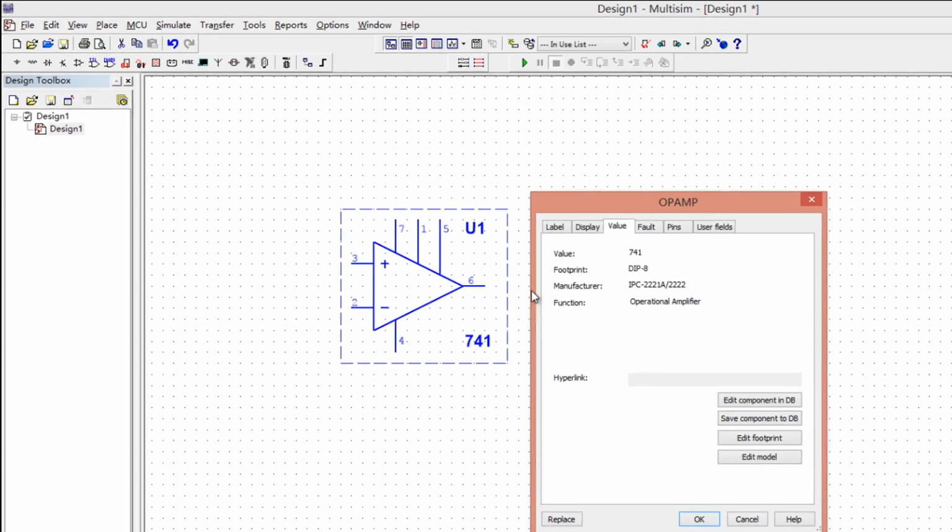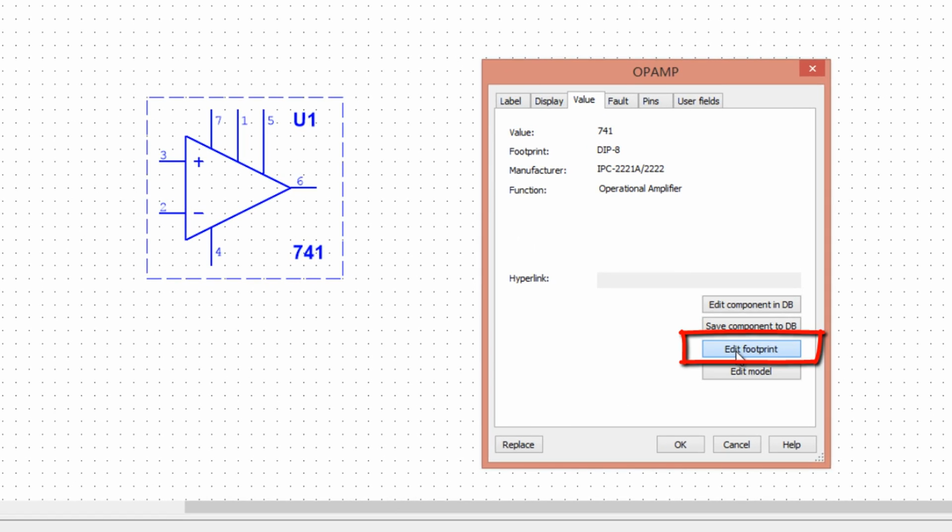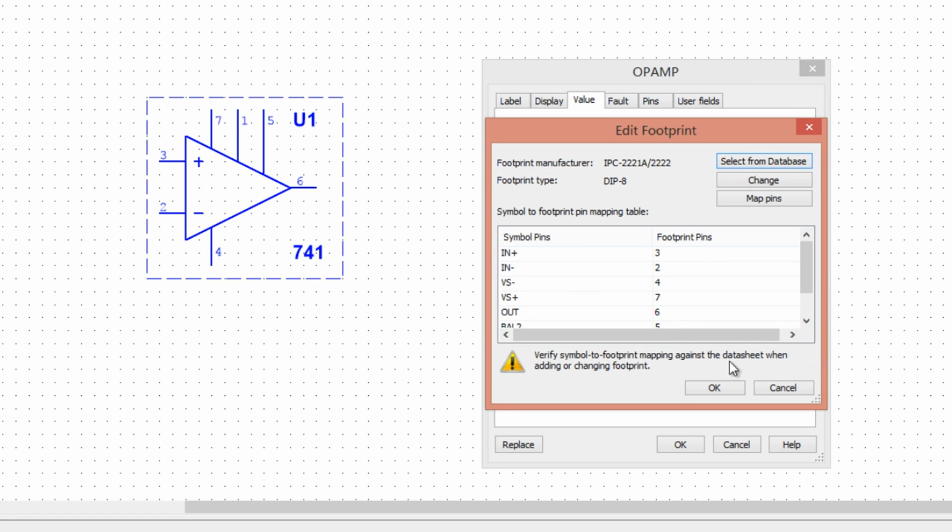We can see its circuit model parameters by double-clicking it. Let's look at Edit Footprint, which means to see its footprint. The non-inverting input terminal is footprint 3. The inverting input terminal is footprint 2. The footprint pin 4 is S-, which represents a negative power supply. The footprint pin 7 provides a positive power supply.